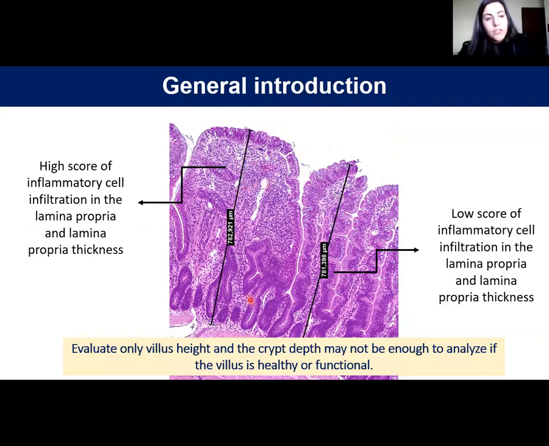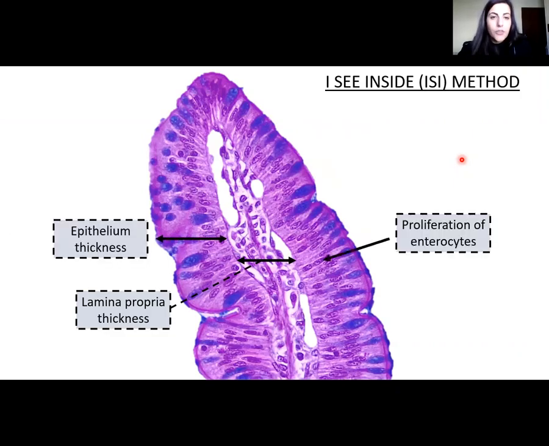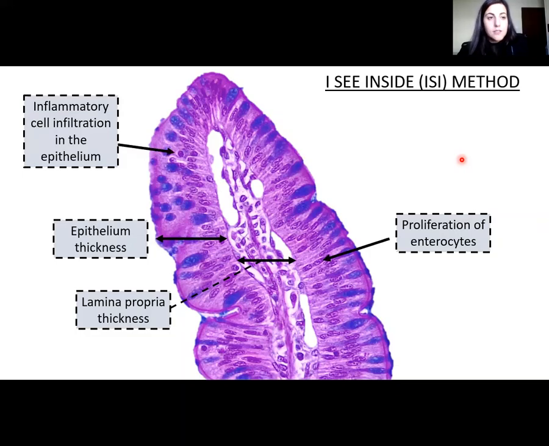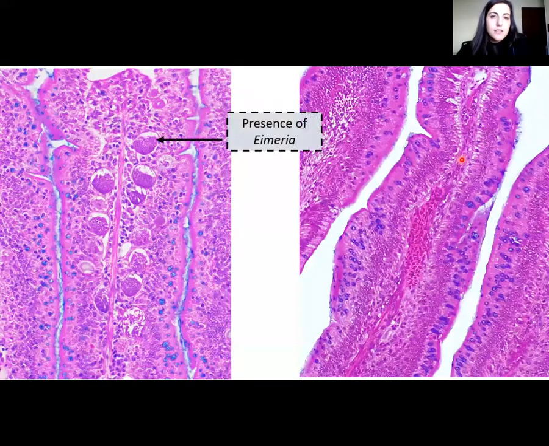So evaluating only the villus height may not be enough to analyze the villus health or functionality. For this reason, we are applying the ISI method. It's a scoring method. We evaluate histological parameters like lamina propria thickness, epithelial thickness, proliferation of enterocytes, inflammatory cell infiltration in epithelium and lamina propria, increase of globate cells, presence of oocysts, and congestion.